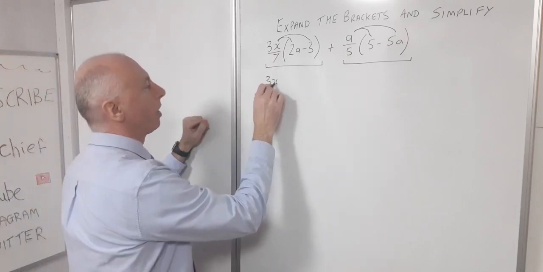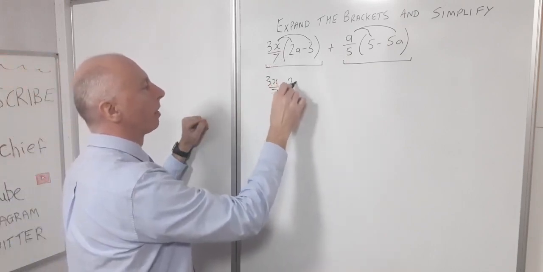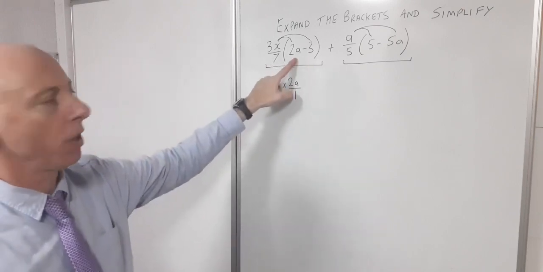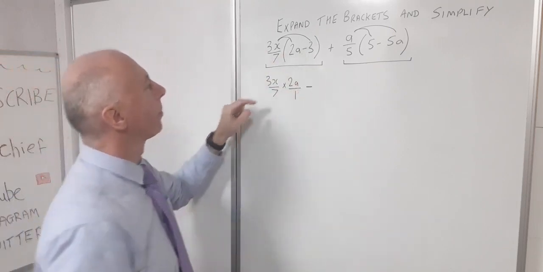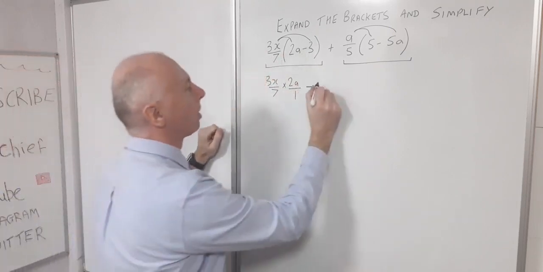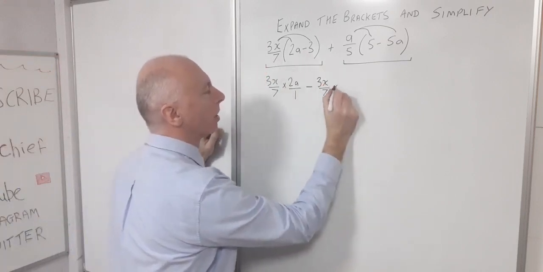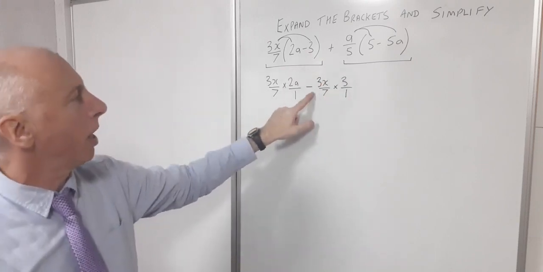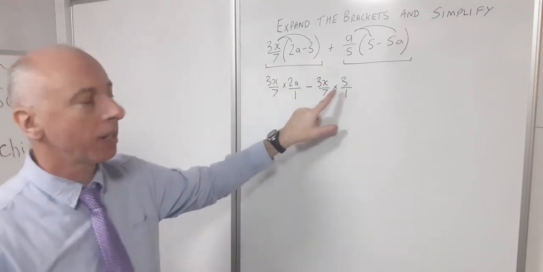3x over 7, that's our term outside the brackets, multiplied by 2a, and I like to write that as 2a over 1. So that's my first bit. Now I've got a minus sign, so I write minus, then 3x over 7 will now be multiplied by the 3, which I write as 3 over 1. So that's my minus sign here, and that's 3x over 7 times 3. That takes care of all that.